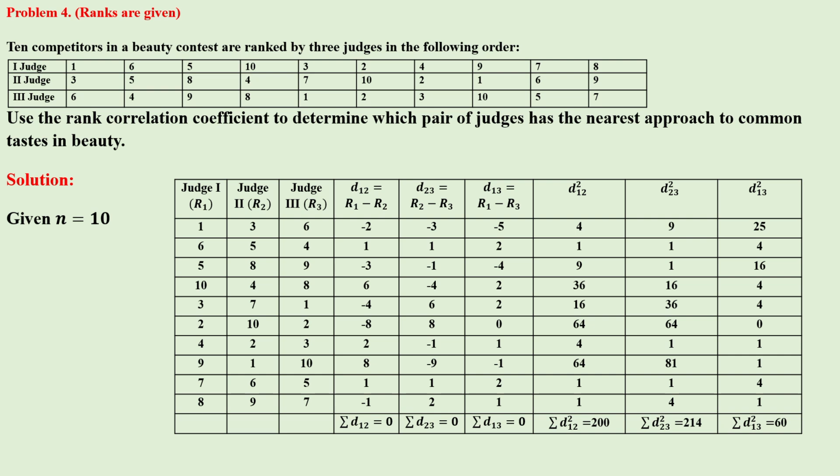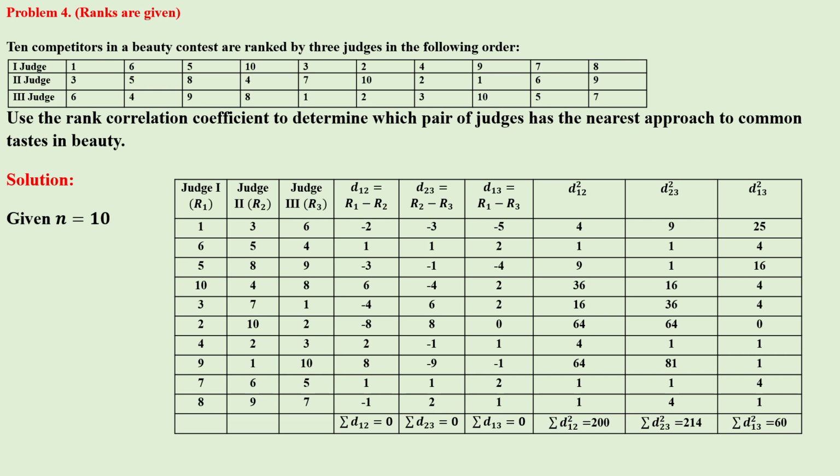Next you have to find the difference between second and third judge, R2 minus R3. So second column minus third column, minus 3, 1, minus 1, etc. So summation D23 is equal to 0. Then the next column D13, the difference between judge 1 and judge 3 ranks. So R1 minus R3, minus 5, 2, minus 4, etc. Summation D13 equal to 0.